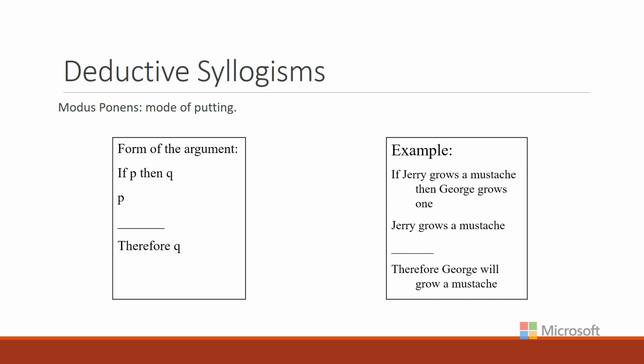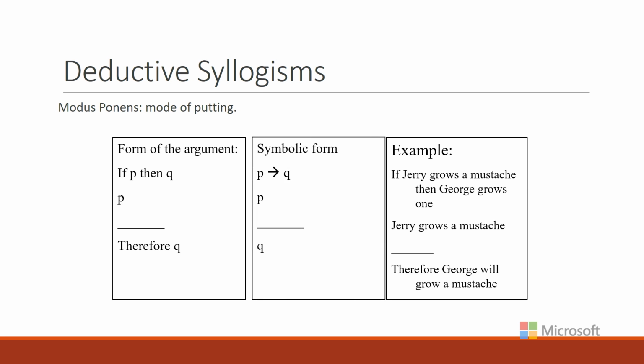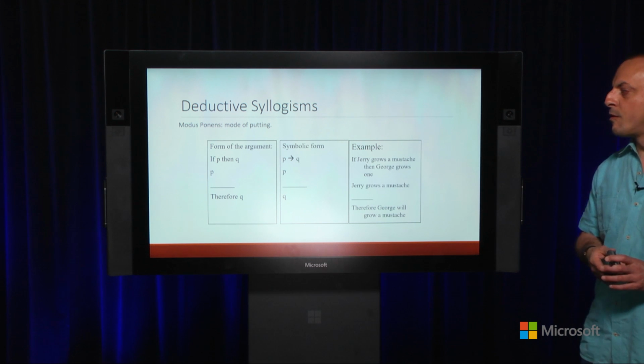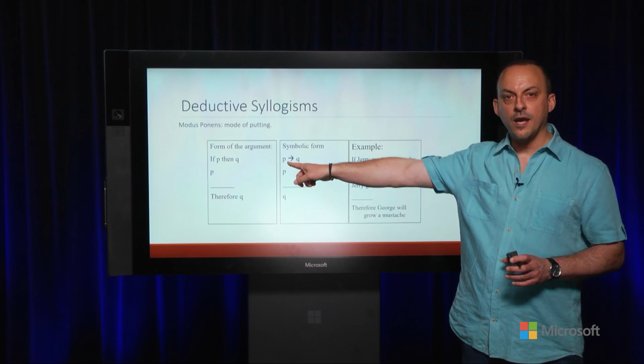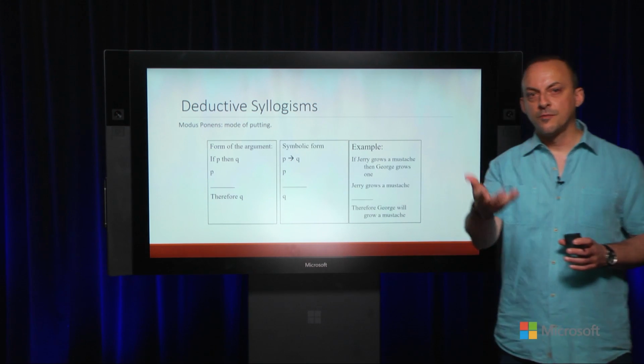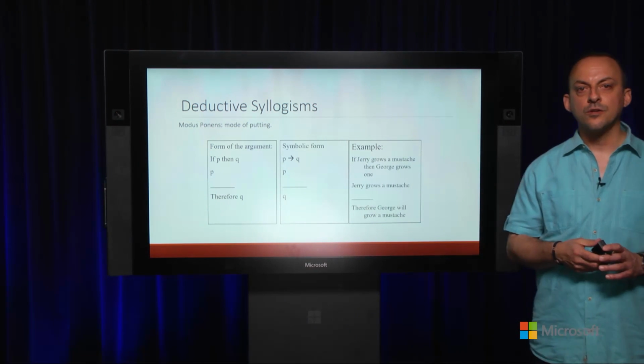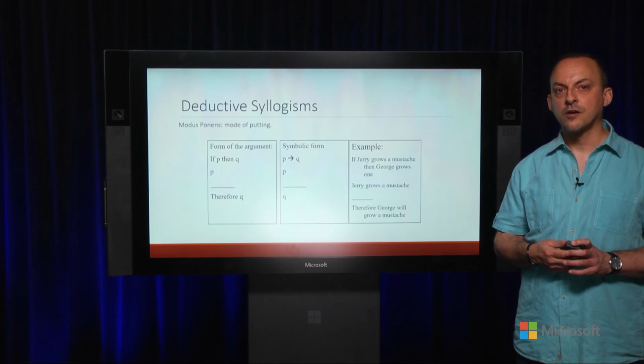All right? Here's an example. If Jerry grows a mustache, then George grows one. Jerry does grow a mustache. Again, asserting that antecedent in the first conditional, first premise. We can then conclude, therefore, George will grow a mustache. And then here's the symbolic form of that argument. P arrow Q. Assert P, conclude Q, the modus ponens argument.